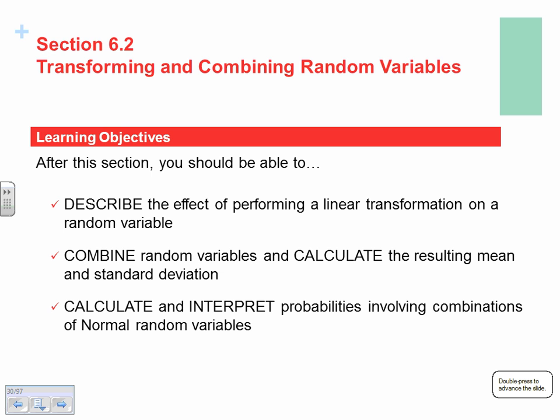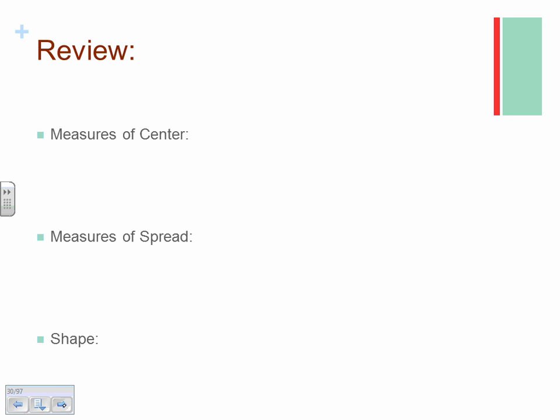All right, so we're going to do section 6.2 now. In this section, we're going to describe the effect of performing a linear transformation on a random variable, combine random variables, and calculate the resulting mean and standard deviation, and calculate and interpret probabilities involving combinations of normal random variables. Yay!